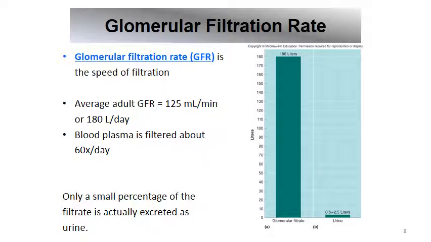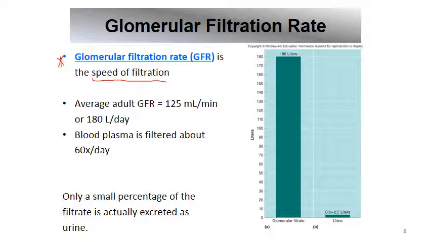This filtration rate, glomerular filtration rate, is just called the speed of filtration. Just know the definition of that. And so it depends on the person, the average adult it's saying, and how much of the plasma is filtered per day.